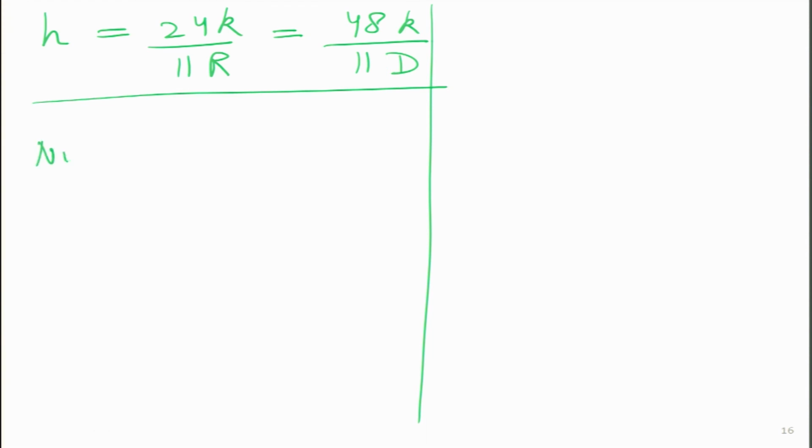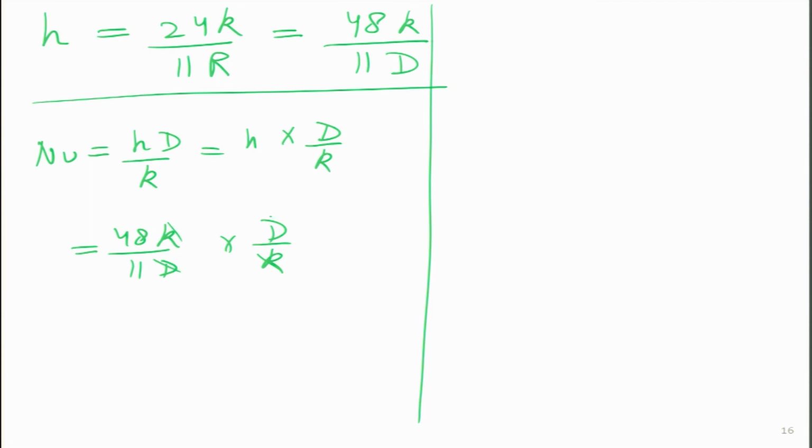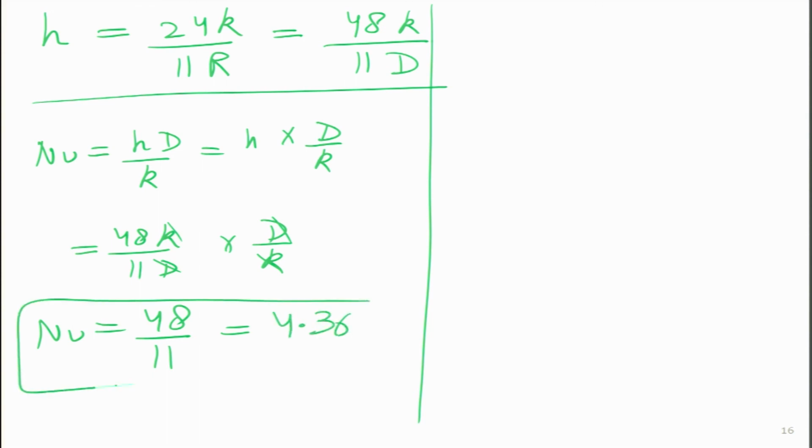Because I want to calculate next the Nusselt number. A Nusselt number I know is H D by K, which means it is H into D by K. H value I already have from here, 48K by 11D into D by K. See how simple it becomes. So, Nusselt is nothing but 48 by 11. It cannot get any simpler than that. Just a number, 4.36.